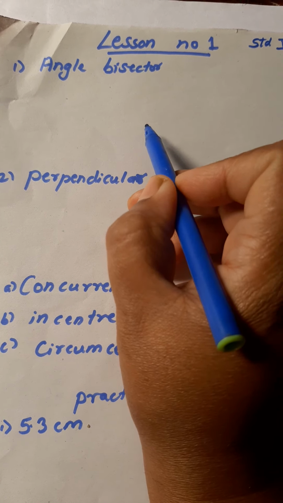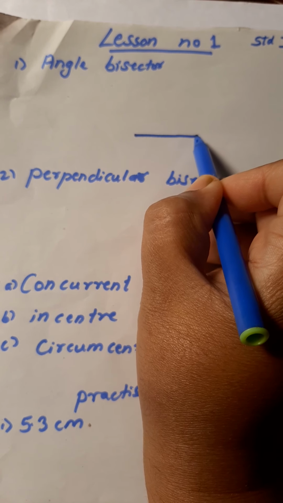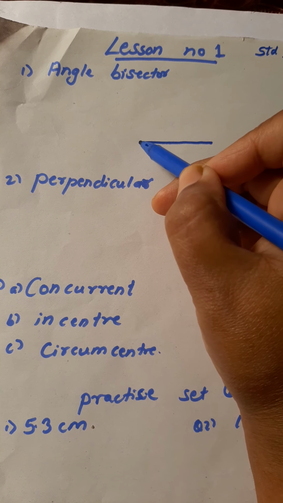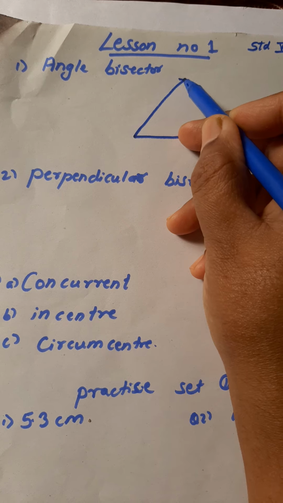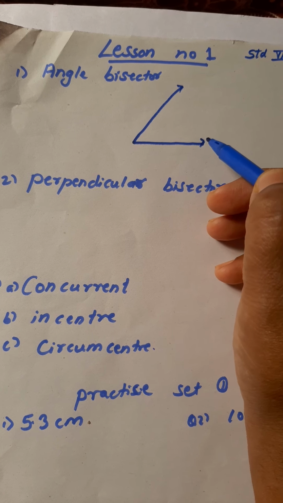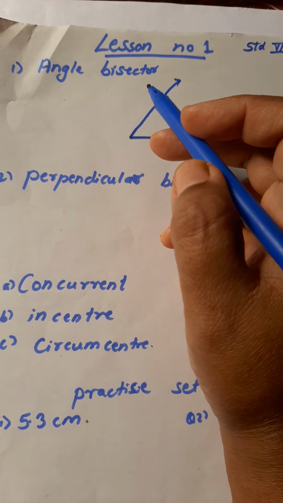What do you mean by an angle? I will draw it here. See here, with the scale you can draw and measure any angle, a measure of 30 degrees, 40 degrees, or any degree. Okay, and this angle bisector means what?